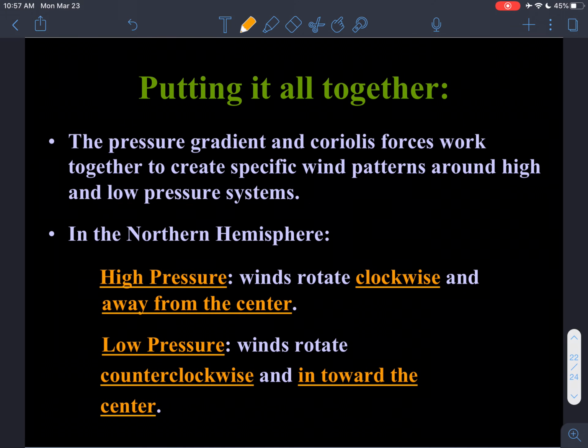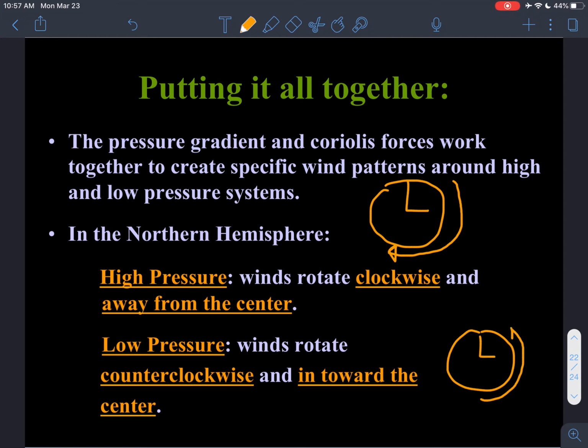So if you put it all together, in the northern hemisphere, high pressure is always going to rotate clockwise and outwards, or away from the center. If you think about a clock, clockwise would be the normal direction that a clock moves. On the other hand, you have low pressure, that rotates counterclockwise and towards the center. And again, if this was a clock, counterclockwise would be the opposite way that a clock rotates.